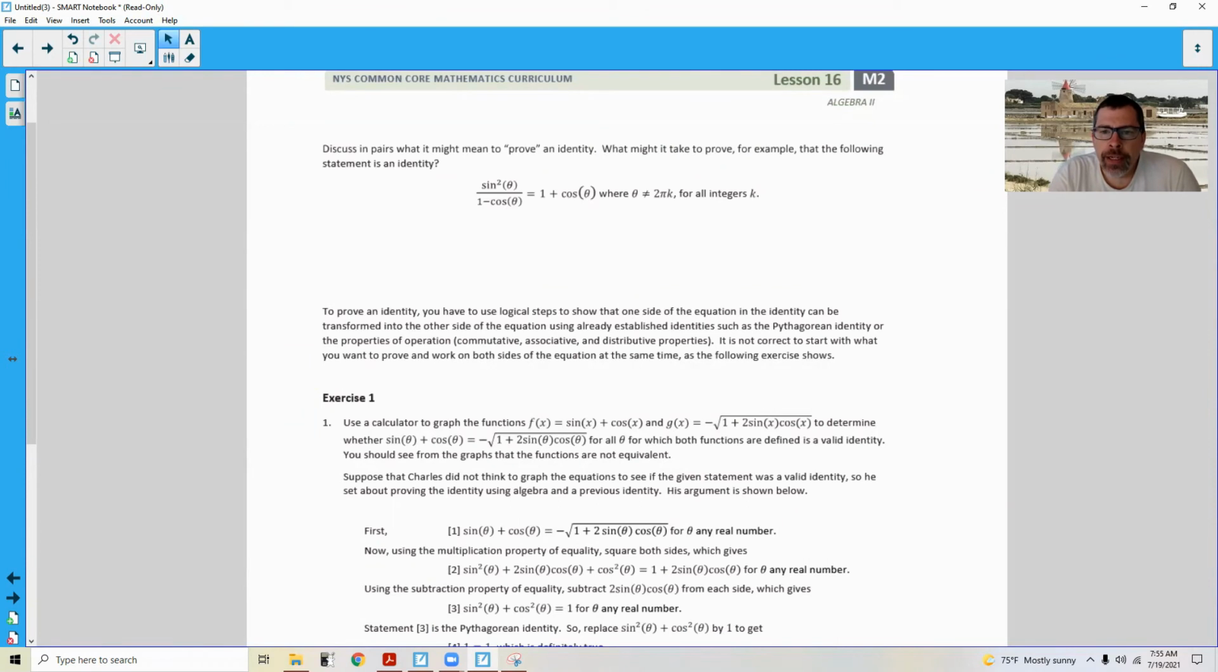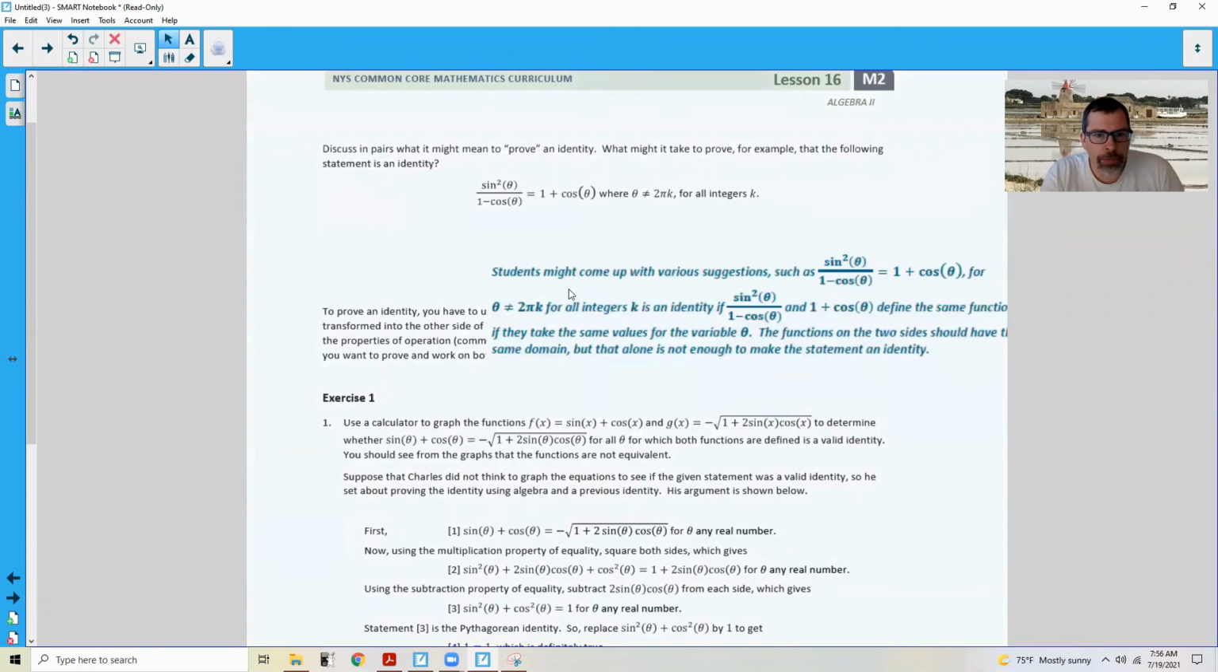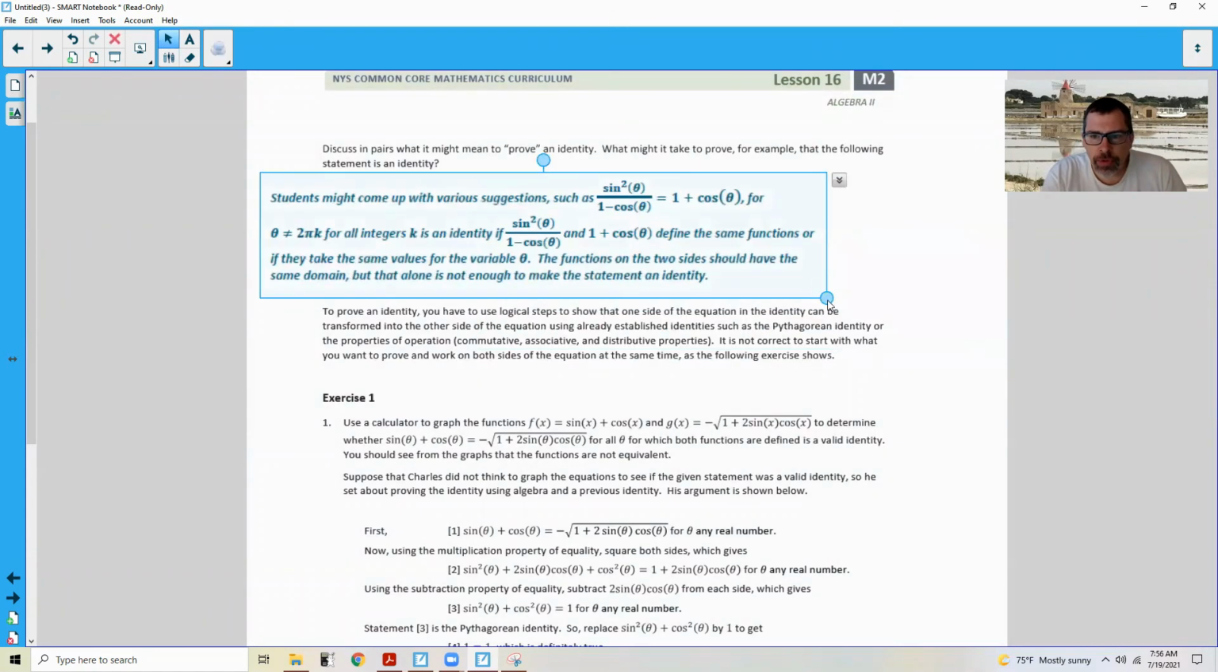All right, page 2 says to discuss in pairs what it might mean to prove an identity. What might it take to prove, for example, that the following statement is an identity? So we have sine squared theta over 1 minus cosine theta equals 1 plus cosine theta, where theta cannot equal 2 times pi k for all integers k. Since this is discussing in pairs, this is something that you should come up with on your own, but here's an example of what it could be.